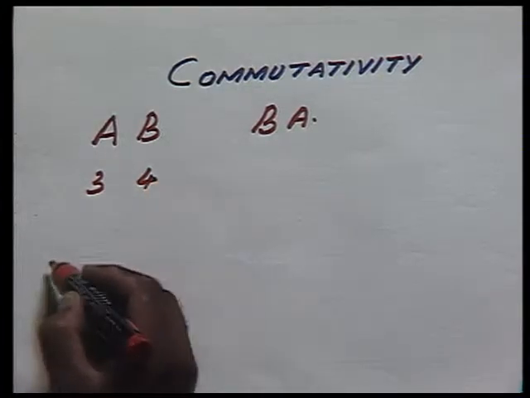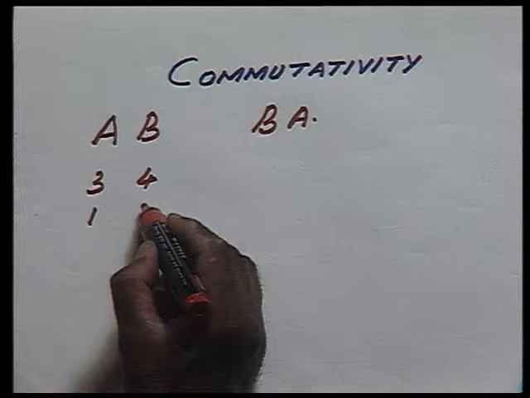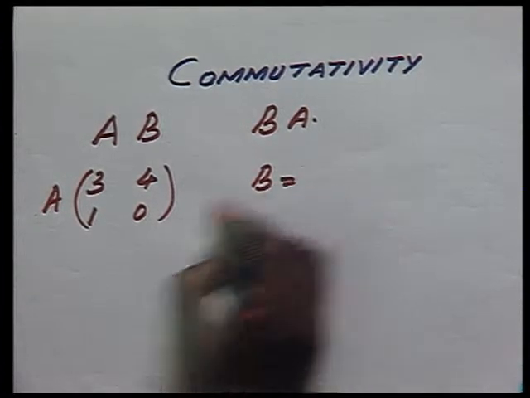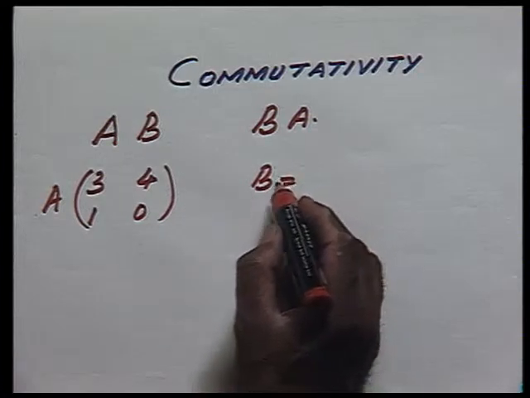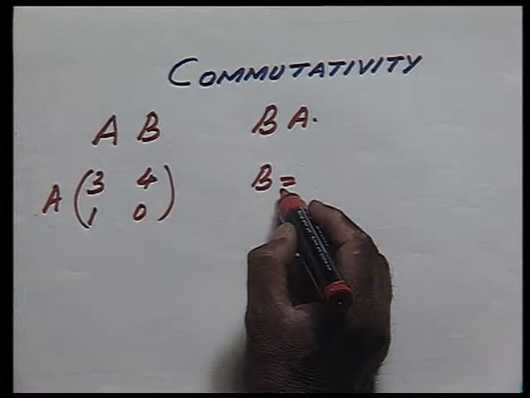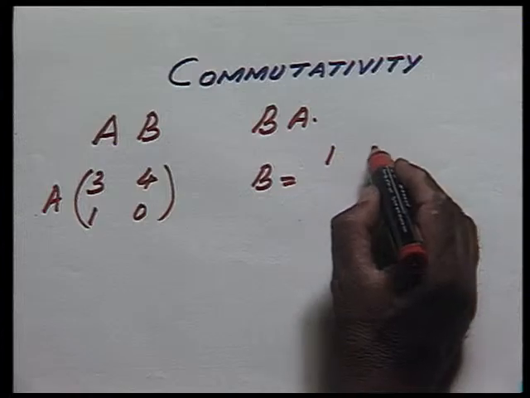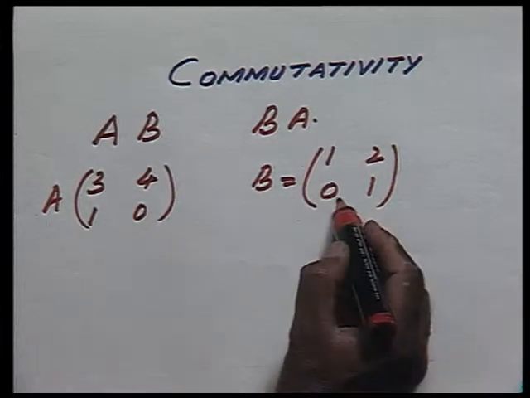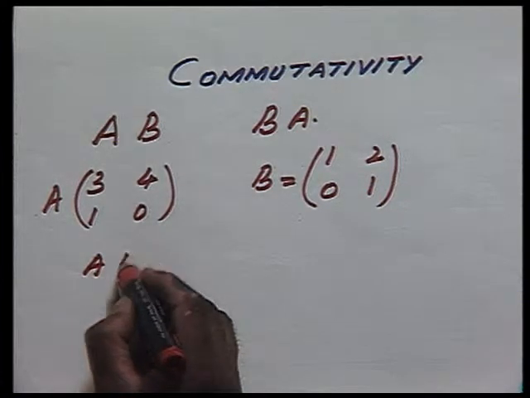Matrix A is 3 4, 1 0. And I write down B, a matrix which is compatible for multiplication. I get 1 2, 0 1. These two are compatible. What will be AB?